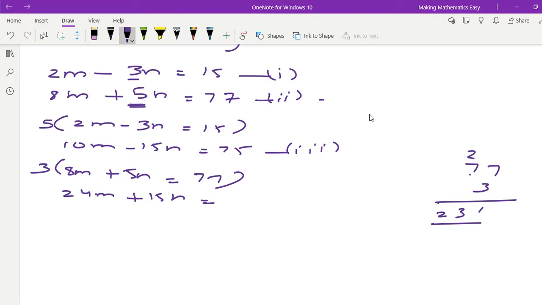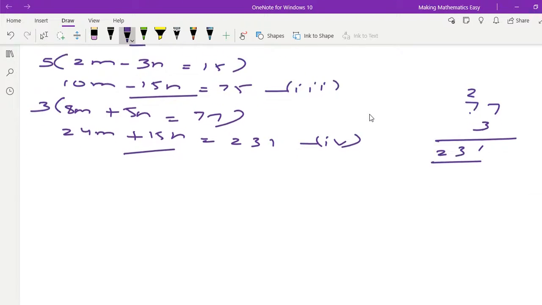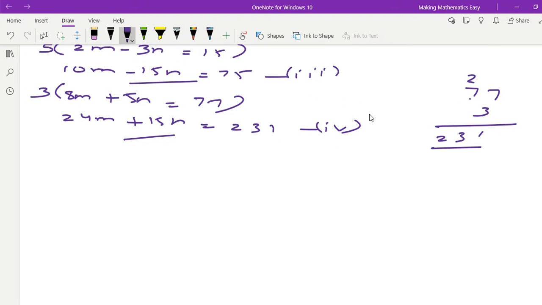So this will be 231. So this will be your equation number 4. Now equation number 3 and 4 you need to solve using addition, because we have a plus sign over here and we have a minus sign over here. So we can directly add equation number 3 and 4. Okay, so you have to write, adding equation number 3 and 4.